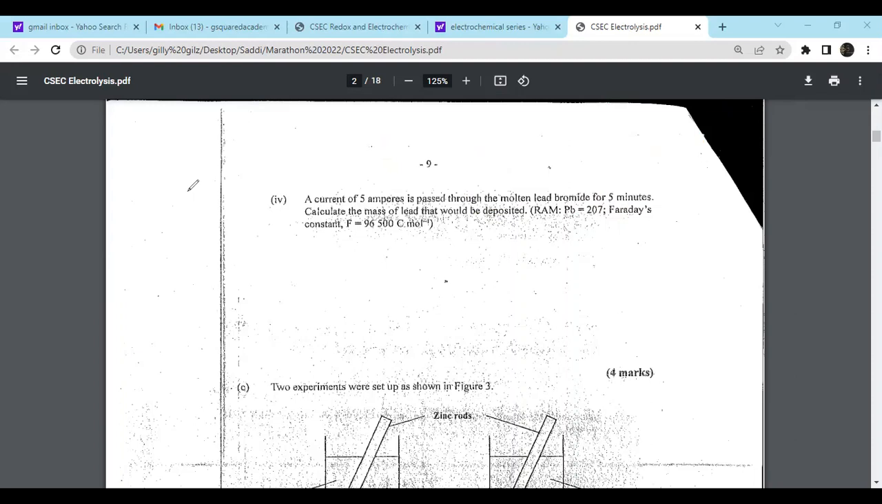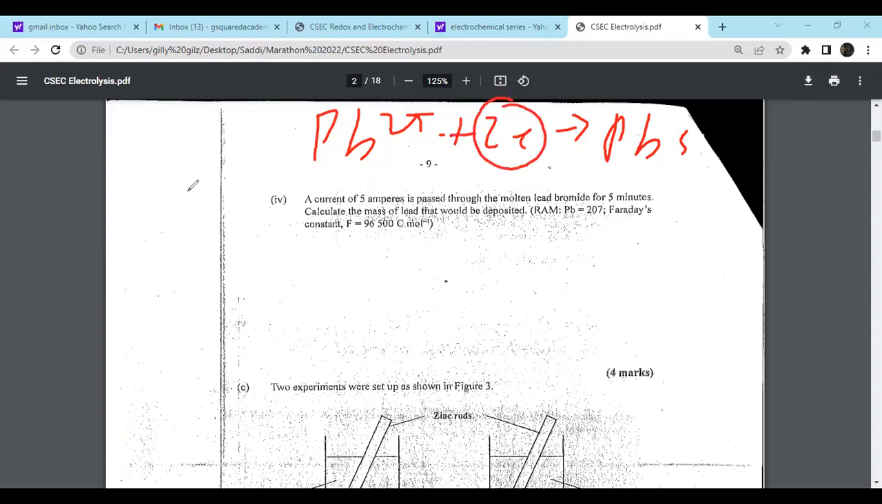Here's what you do. You have the equation for lead right there: Pb2+ plus 2 electrons to produce Pb solid, right? So you need to examine the equation. How many electrons are involved in this equation? Well, 2, because it says it right there, 2 electrons. What's the charge for moving 2 electrons?